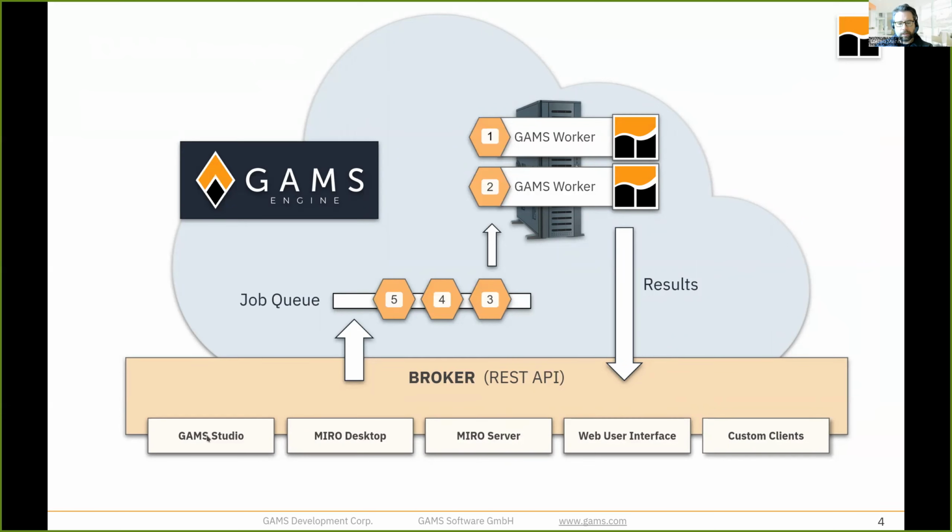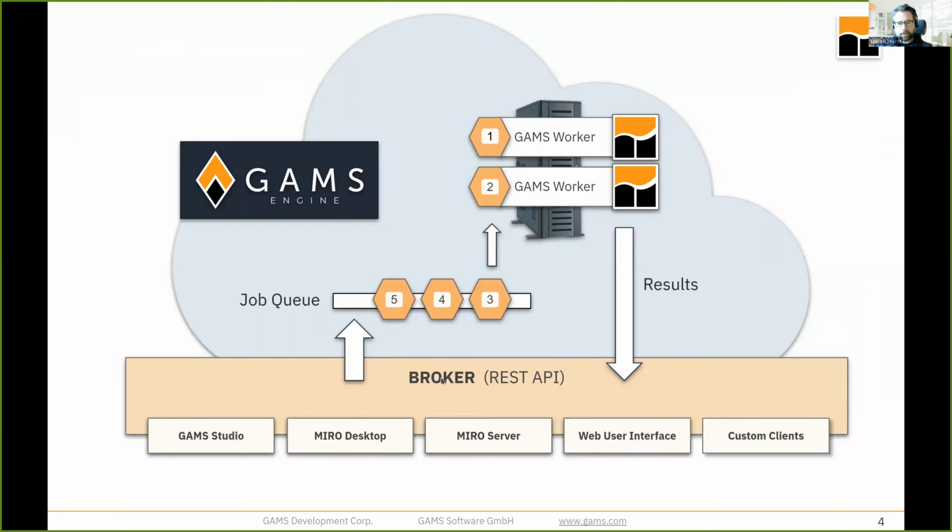So you can schedule jobs to run on Engine from GAMS Studio, from our development environment. You can schedule jobs from GAMS Miro, both in desktop and server version. Engine also contains a built-in web user interface, which is mostly useful for adding users and checking the status of jobs. And you can connect to it from custom clients, and I'm going to show that in a little while.